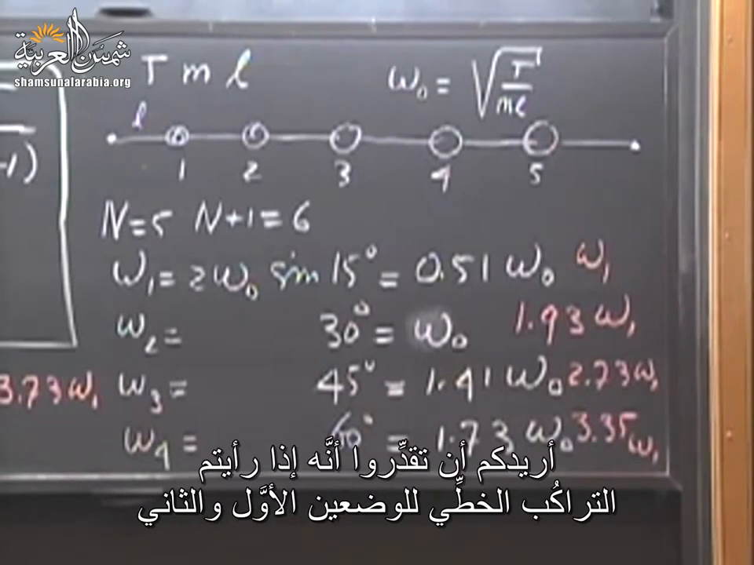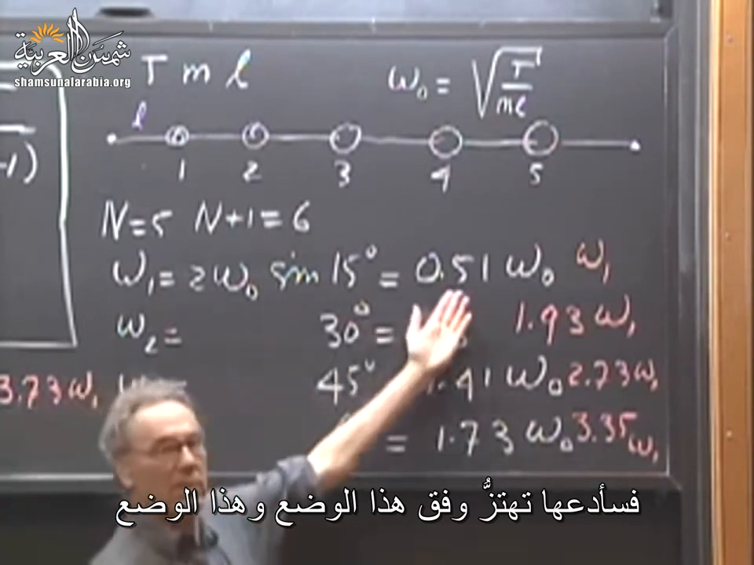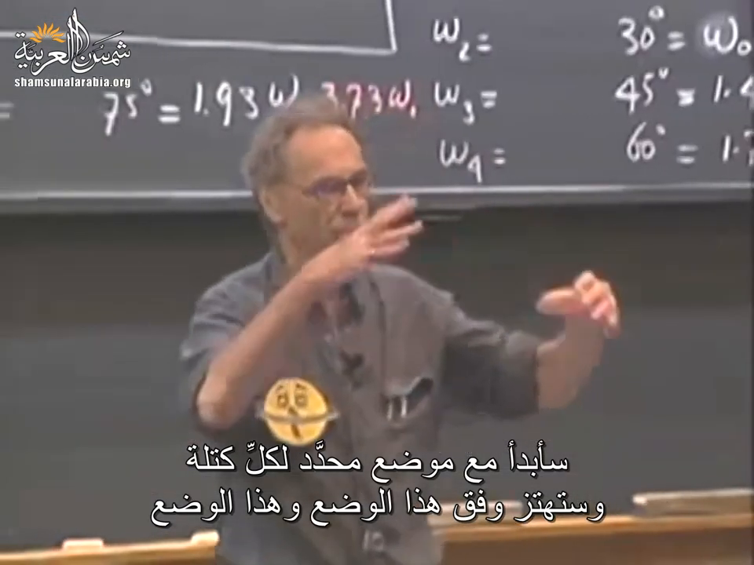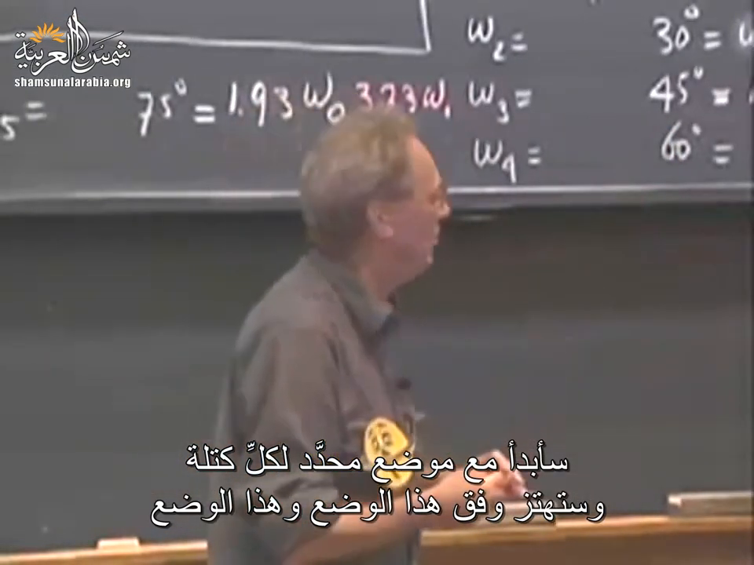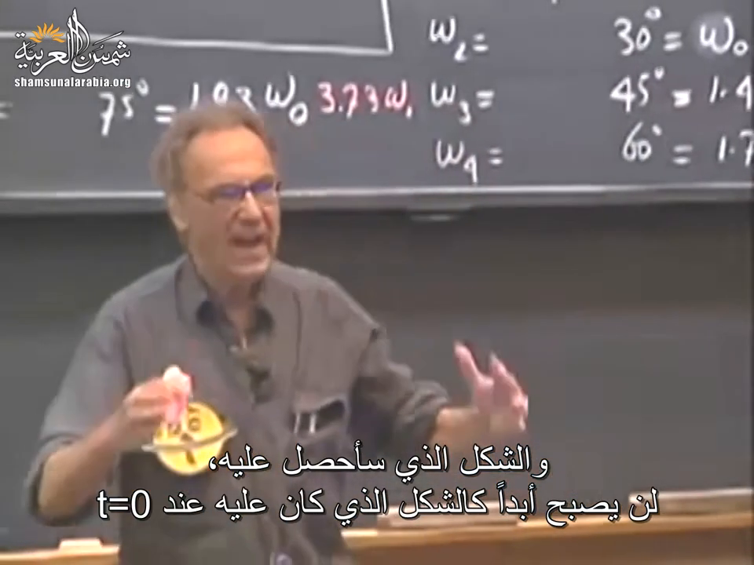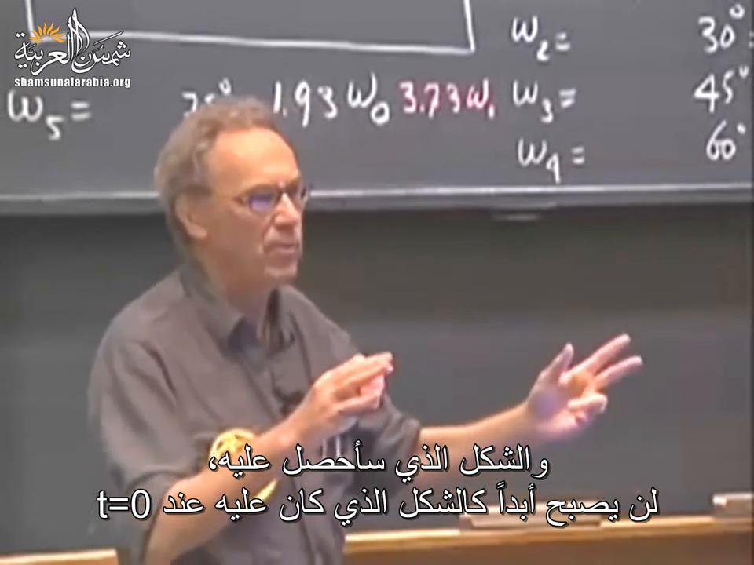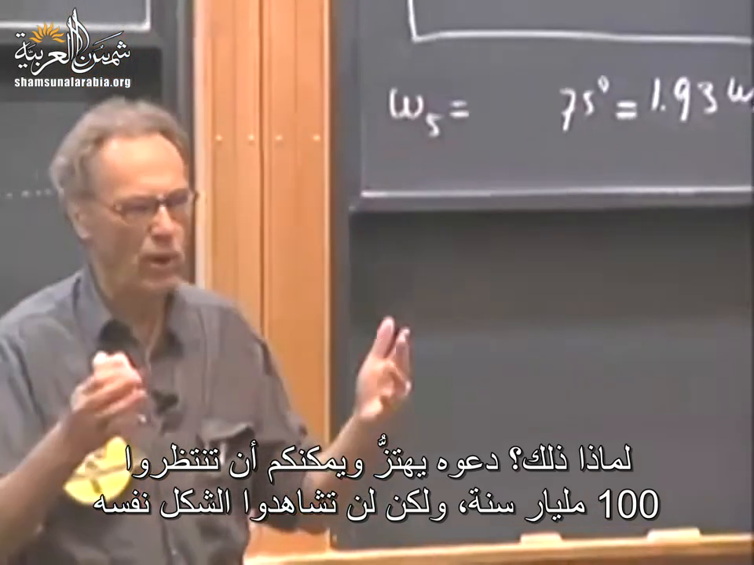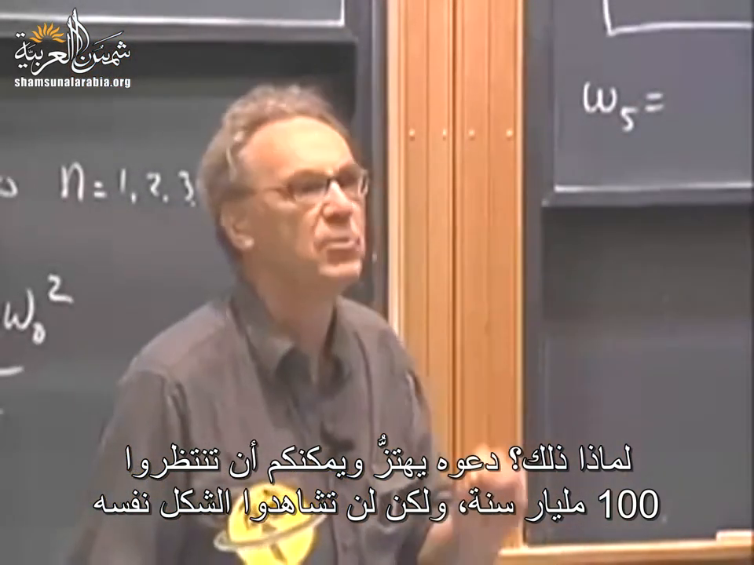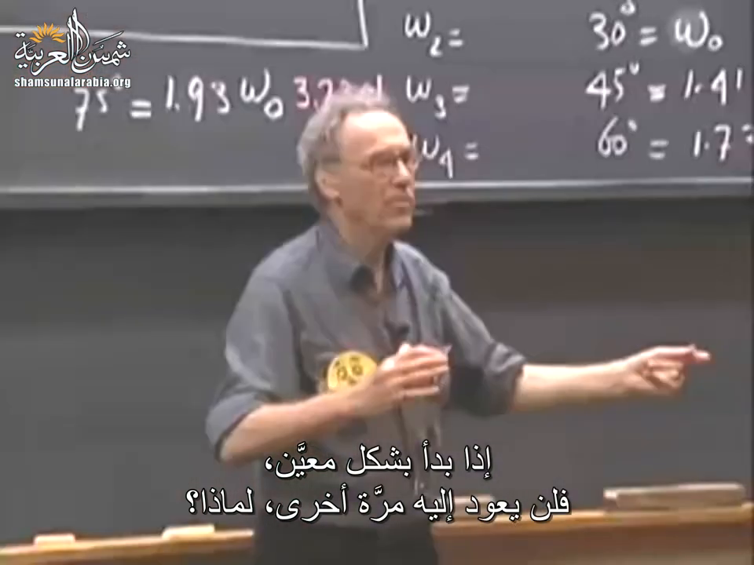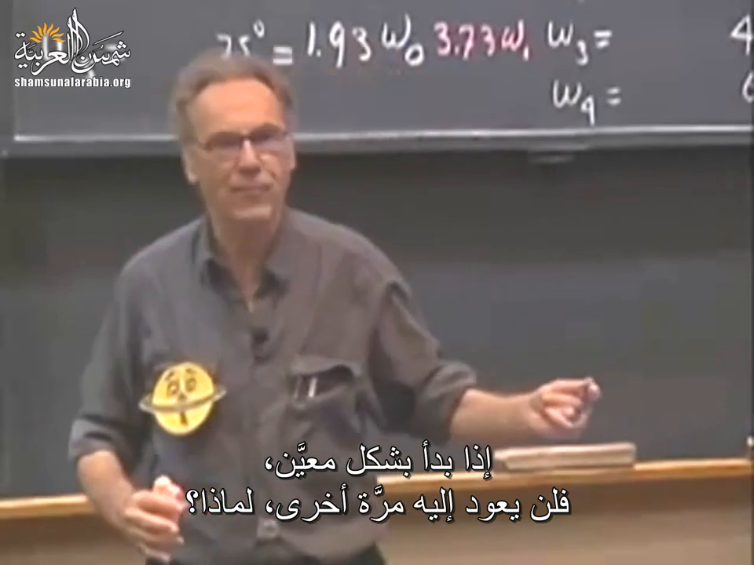I want you to appreciate that if I showed you the superposition of 1 and 2, so I let it oscillate in this mode and in this mode, I start off at a certain position of these particles, and they start to oscillate in this mode and that mode, the shape that I have will never, ever become the same as it was at time 0. And why is that? You just let it oscillate, and you can wait 100 billion years, and you will never see the same shape. I start with a certain shape, and it will never, ever come back to that shape.